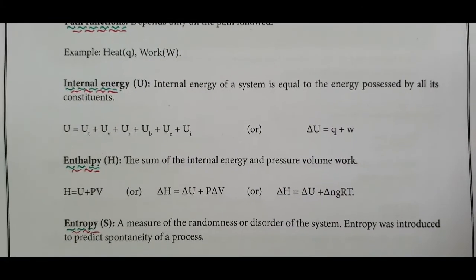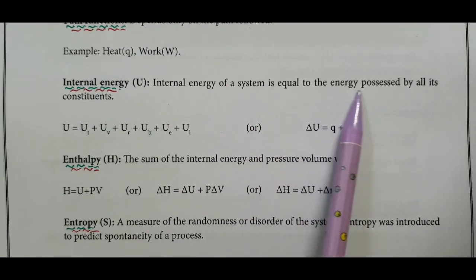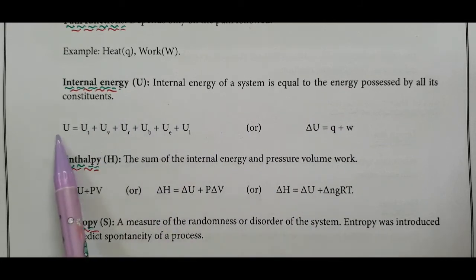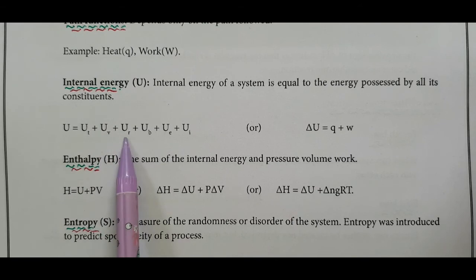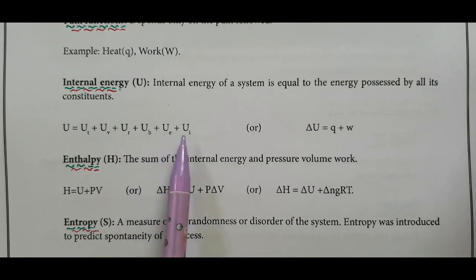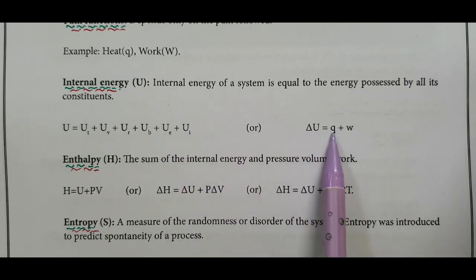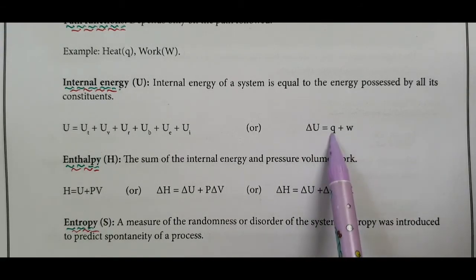What is meant by internal energy? U. Internal energy of a system is equal to the energy possessed by all its constituents. U equal to translational energy plus vibrational energy plus rotational energy plus bond energy plus electronic energy plus energy due to interaction. Change in internal energy, delta U, equal to Q plus W. Q is heat and W is work.